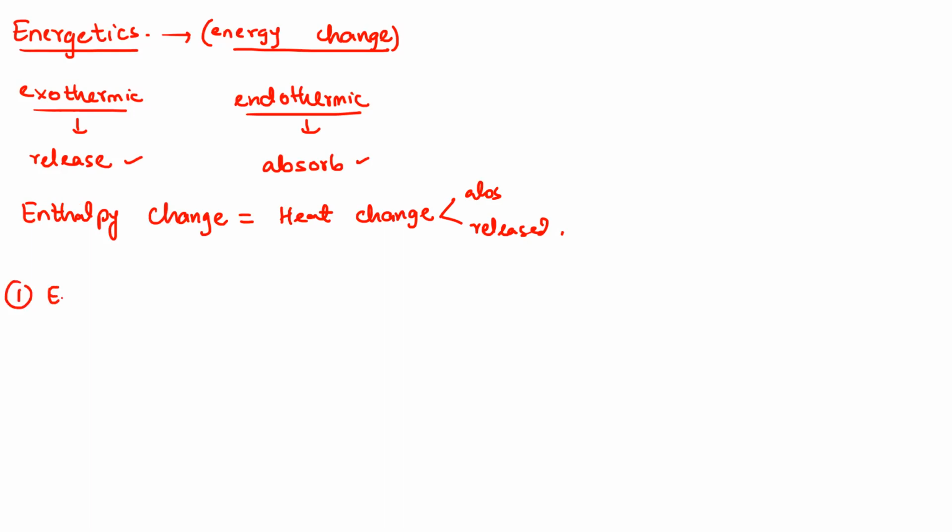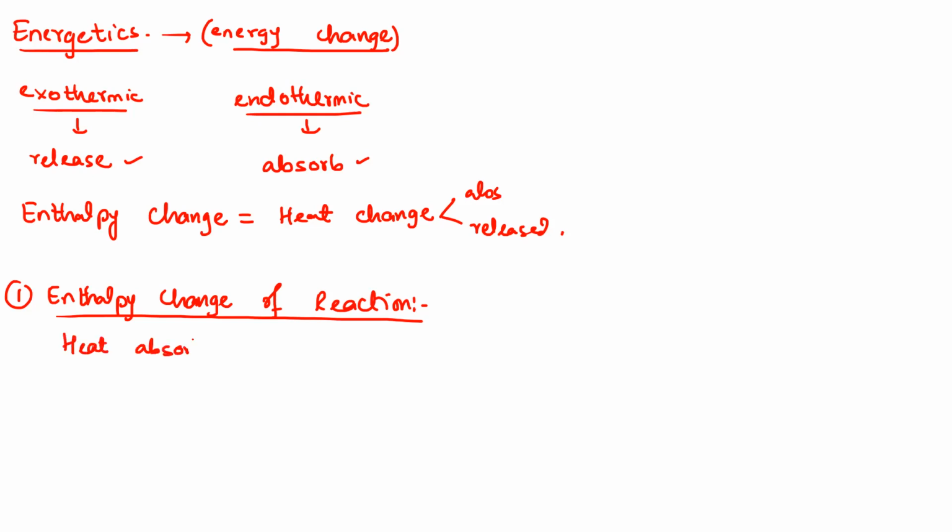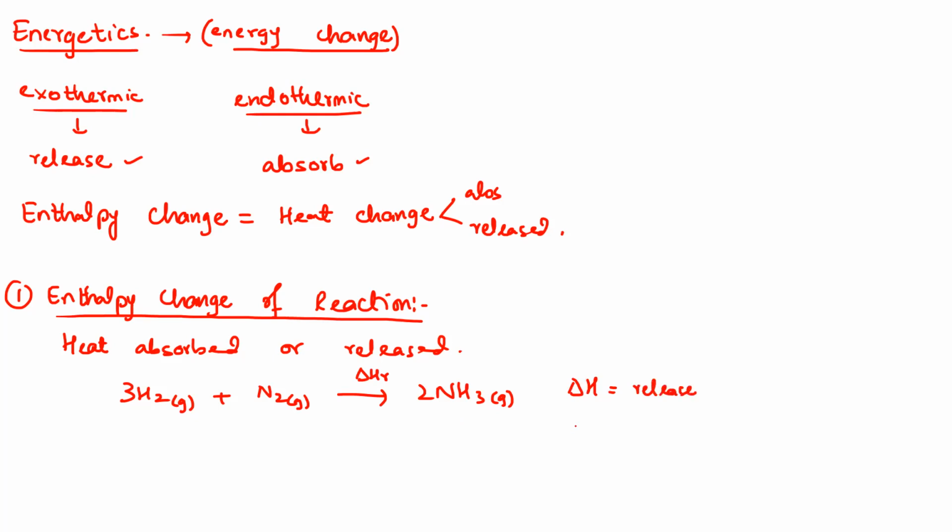The first one is enthalpy change of reaction. That basically deals with either heat absorbed or released. For example, if we recall this reaction from our O levels, the formation of ammonia, that would be an enthalpy change of reaction here, as this substance can release some energy. So it's negative here. That is an exothermic reaction.